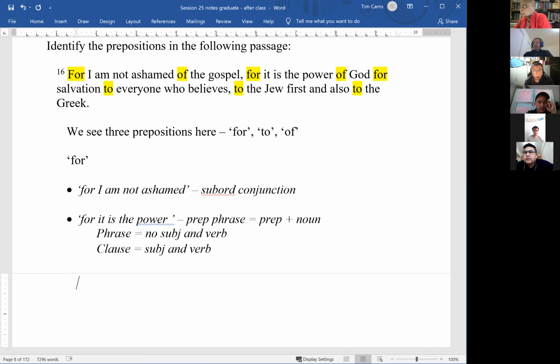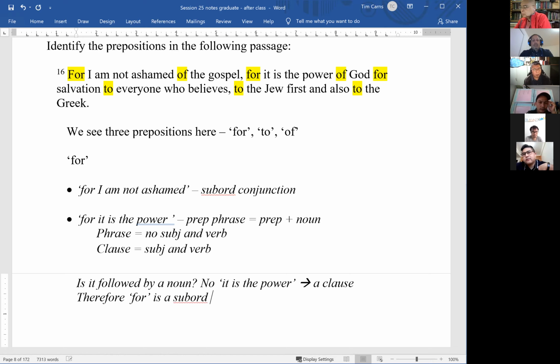Okay, remember we talked about this, I don't know, back in December, I think, November. But there were those two cases, right? How do you know if it's functioning as a prepositional phrase or a subordinating conjunction? You look for the noun. Is it followed by a noun? In this case, no, right? Because it's followed by it is the power, and that is a clause. So therefore, for is a subordinating conjunction again. It's telling us why I am not ashamed. Why I'm not ashamed of the gospel? For it is the power of God. Does that make sense? Yes, Pastor. Okay, I know you're tired from reading all those books, so we'll give you a little.